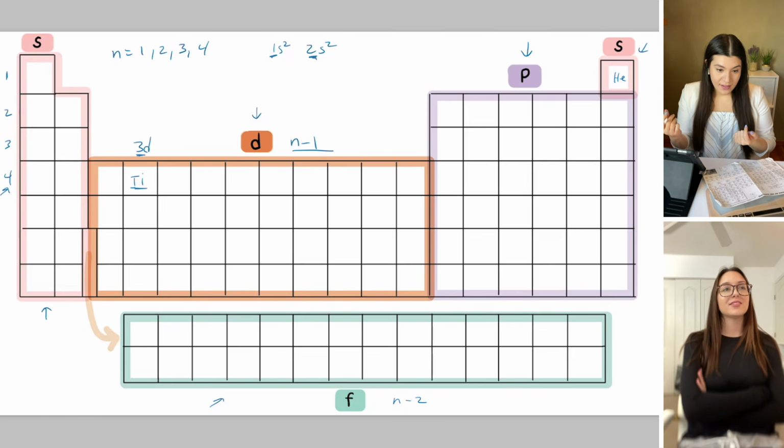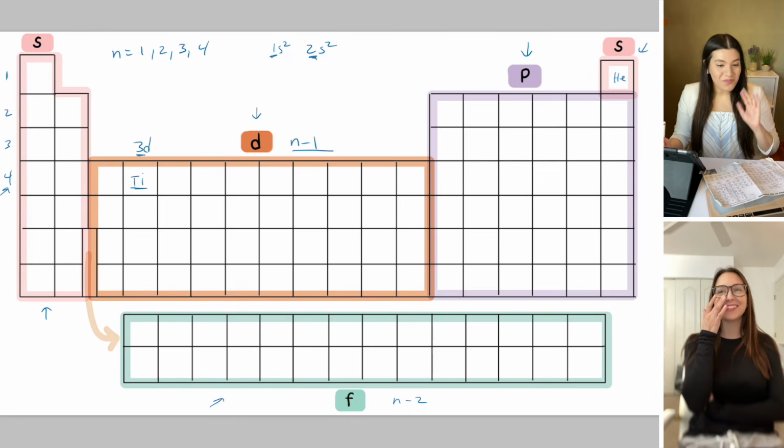Okay, but the s section will always be just what it is. Correct. Same with the p. Okay. I think I get that. Cool. We'll go over it, don't worry.